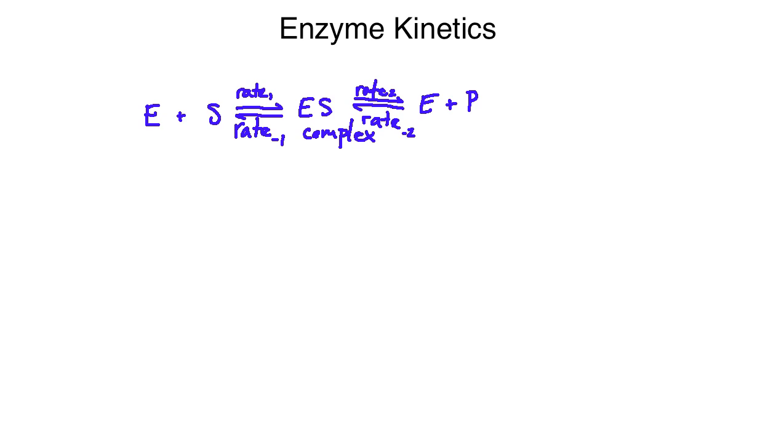Now, the rate of the complex formation, if I were to take a look at it, would be rate equals, and then there is still going to be a k associated with it, and then I would have the enzyme and the substrate. So this is for rate 1, if I was moving over in order to form the enzyme-substrate complex.